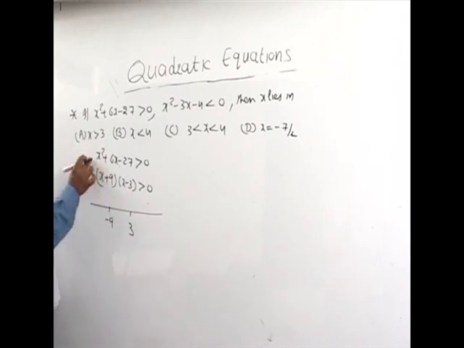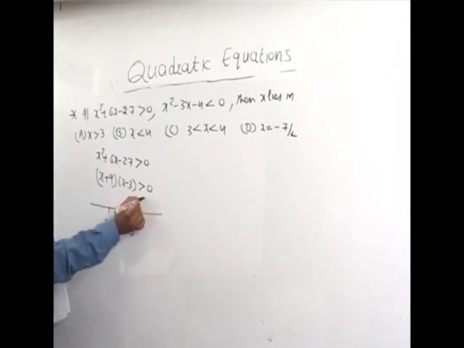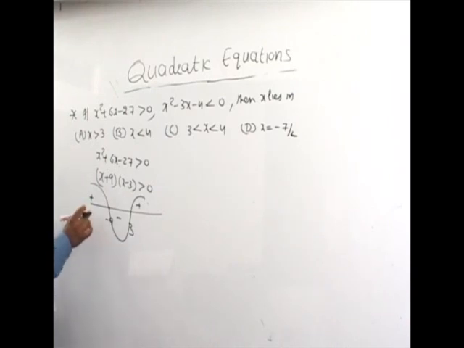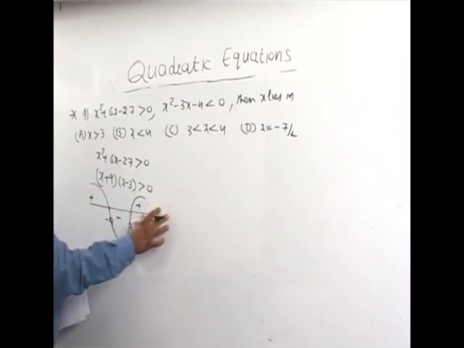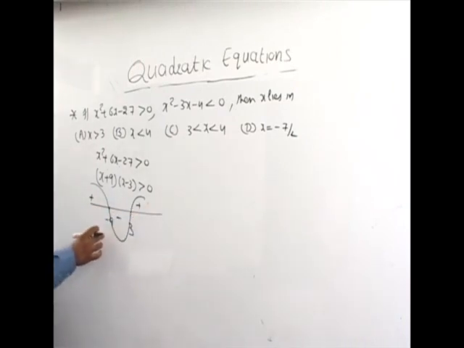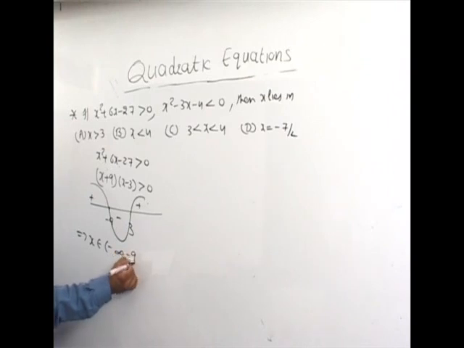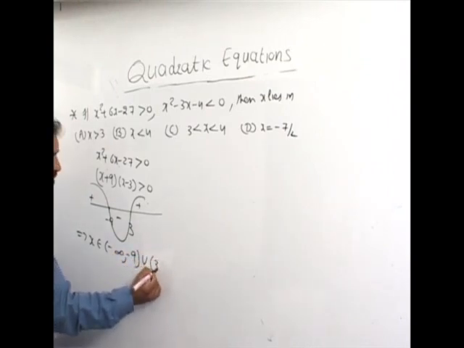Then since the coefficient of x square is positive, our parabola will be like this way, and the sign will be positive, negative and positive. Our result will be: from minus infinity to minus 9 positive, and 3 to infinity positive, whereas it will be negative in minus 9 to 3. We have to find out where it is positive, which means x belongs to minus infinity to minus 9 union 3 to infinity.